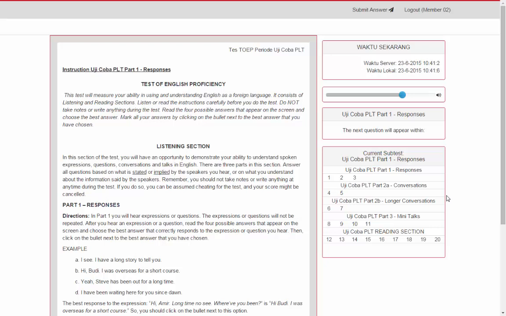Part 1. Responses. Directions. In Part 1, you will hear expressions or questions. The expressions or questions will not be repeated. After you hear an expression or a question, read the 4 possible answers that appear on the screen and choose the best answer that correctly responds to the expression or question you hear. Then, click on the bullet next to the best answer that you have chosen.